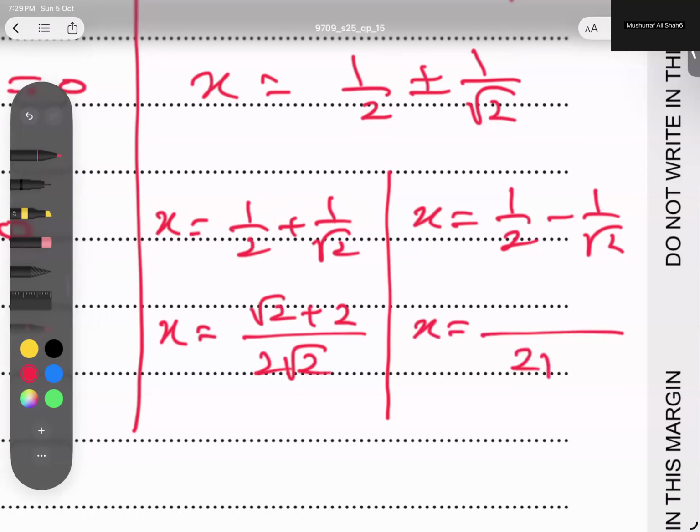Or we have another choice as well. I can rationalize this part only, okay? And not wrong at all. And root 2 and minus 2. So we got two answers of x.